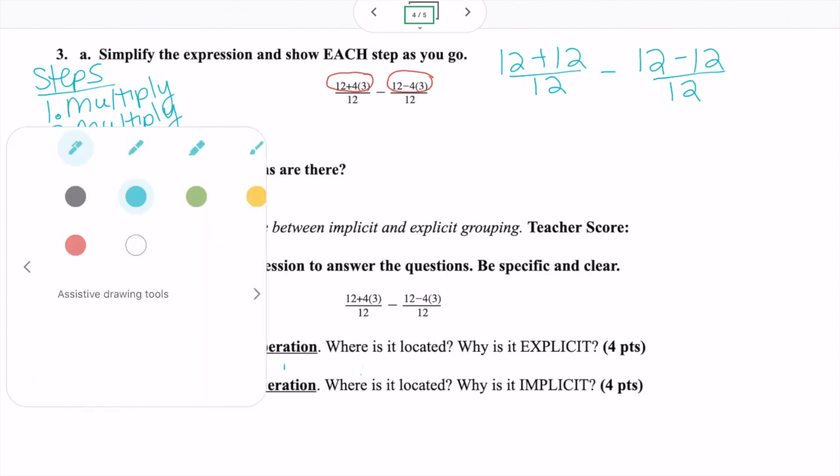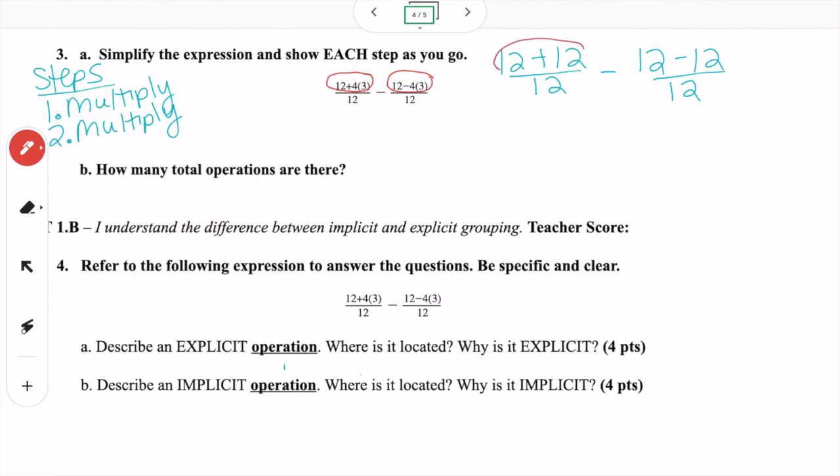We multiplied twice. Now there are still implicit groups. These are still groups: multiple numbers and an operation. We need to keep simplifying that. So I'll start on the left. 12 plus 12 is 24. And 12 minus 12 is 0. That was another 2 steps. I added first, and then I subtracted. All of that was just to clear up my implicit group so that I have a number in the numerator.